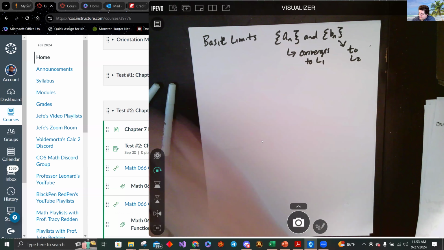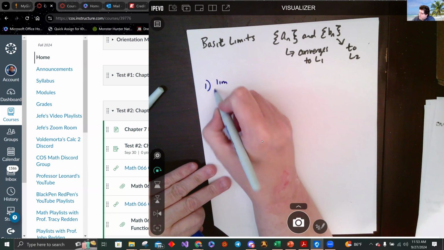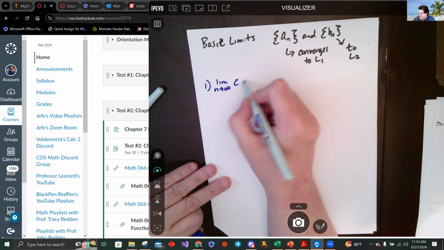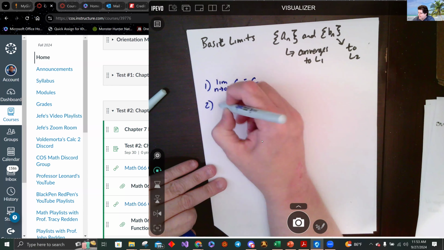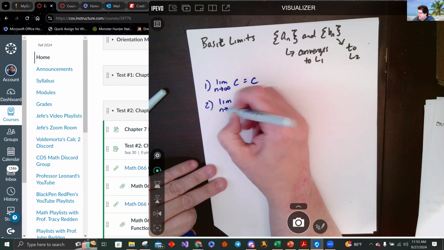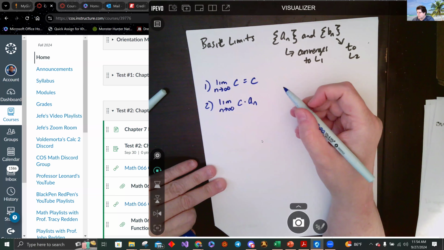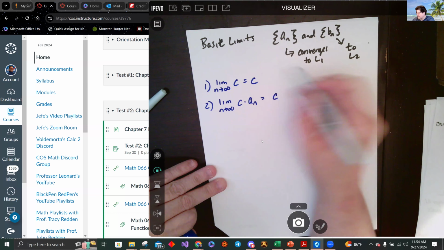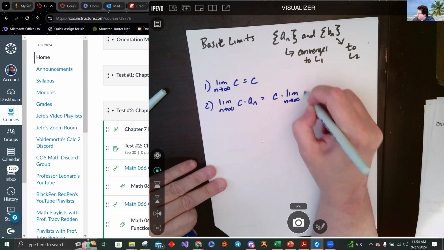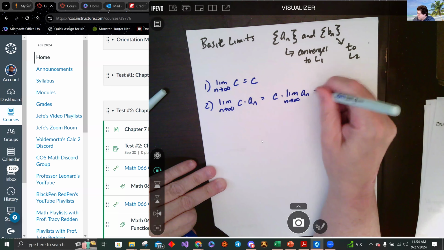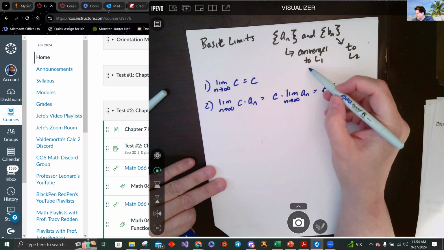I can say, well, the limit as n goes to infinity of C is just still C. Limit as n goes to infinity of C times a sub n. Well, C represents a constant here. That can get factored out of a limit. And this is just C times L1. As we saw, that converges to L1.